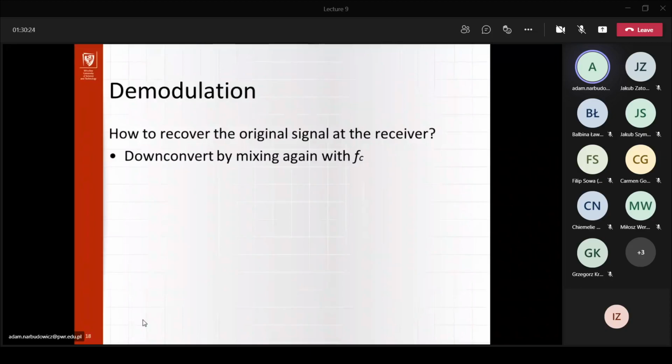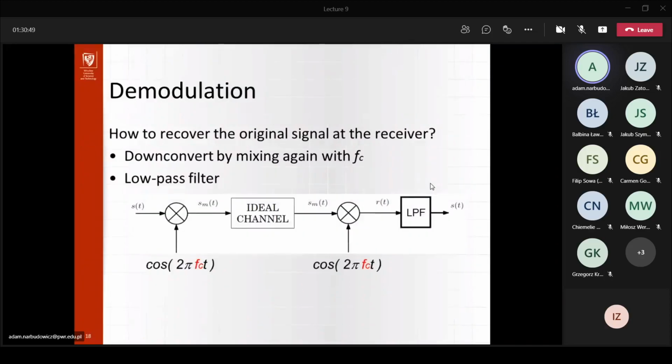So what we can do instead is perform exactly the same operation as we started with. We perform what's called down conversion. Previously with the up conversion, now with the down conversion, by mixing once again with the very same signal of the frequency F carrier. And then we use a low pass filter. So how does this work, right? This is our modulator, this is our channel, and at the moment we are trying to demodulate.